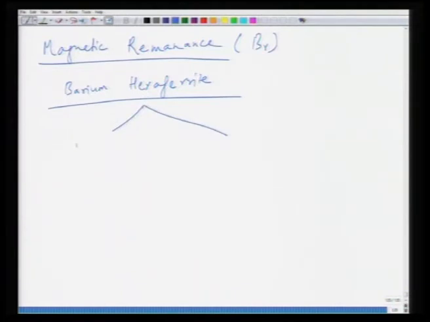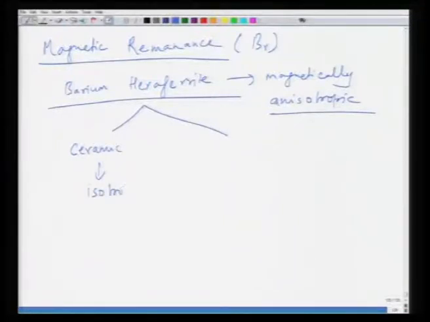Now there are various forms. You can make this ceramic. Now this is a magnetically anisotropic material. So your C axis has large magnetization along the C axis. However, if it is in ceramic form, then it tends to be more isotropic because the grains are randomly oriented. So as a result, ceramic tends to be isotropic.